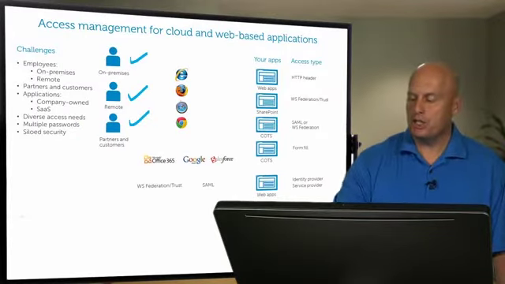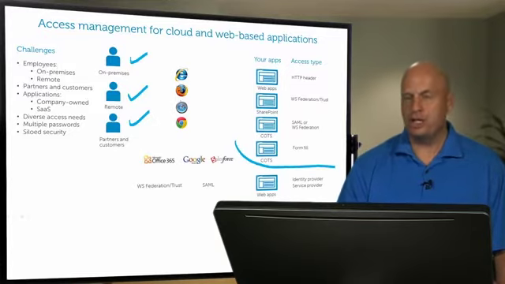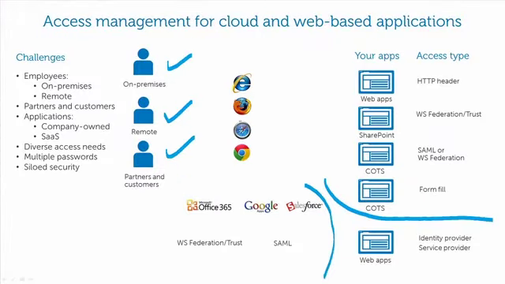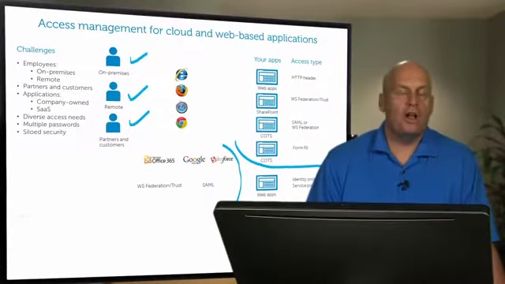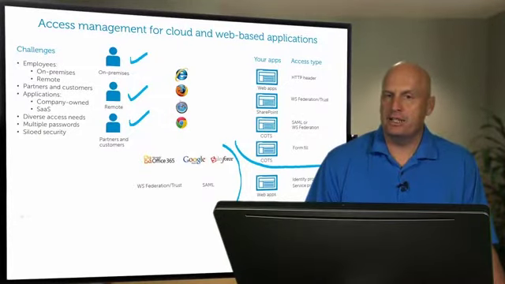You have the applications that you own. You have applications that you host for partners or customers. And you have SaaS applications such as Office 365, Google Apps, Salesforce, and a bunch of others. So those all have diverse access needs. There's no one way to access any of those applications. They each use different things.